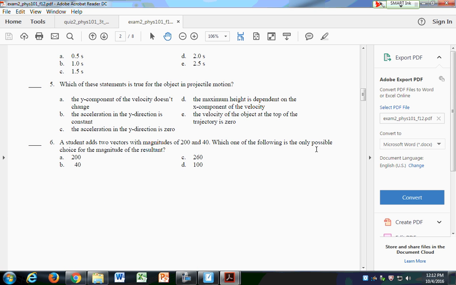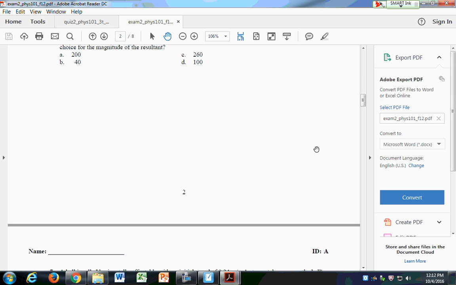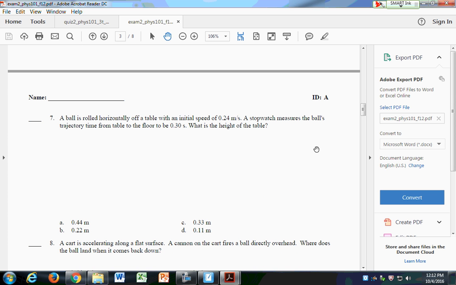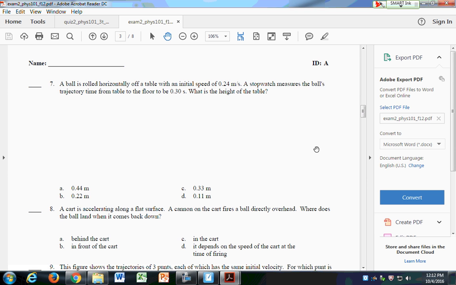You're not going to see vector problems. In the old test, you'll see vector problems interspersed with projectile motion problems, but just disregard those. However, you do need to know how to do vectors, of course, for the force problems and even the projectile motion. Here's another example.